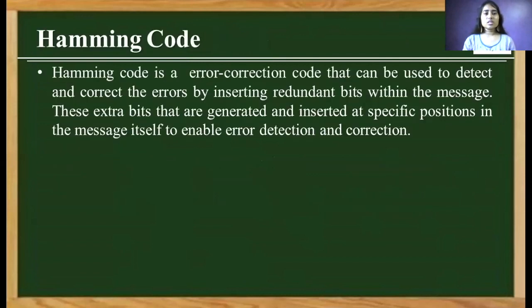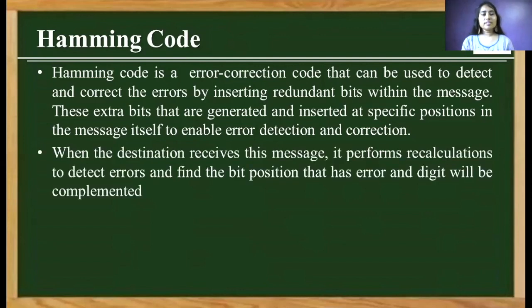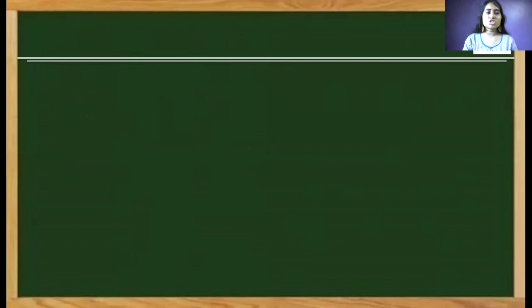Hamming code is an error correction code that can be used to detect and correct errors by inserting redundant bits within the message. These extra bits are generated and inserted at specific positions in the message itself to enable error detection and correction. When the destination receives this message, it performs recalculation to detect the error and find the bit position that has the error, and that digit will be complemented for correction.